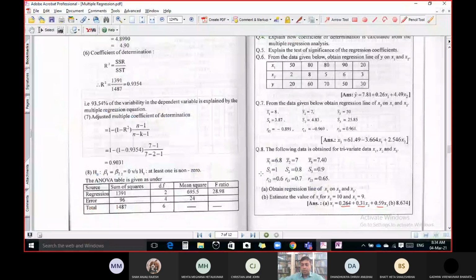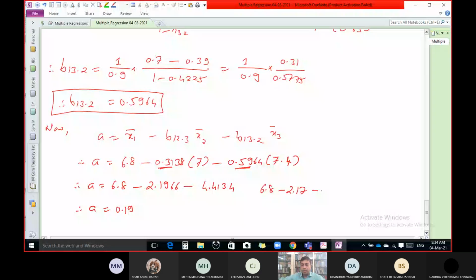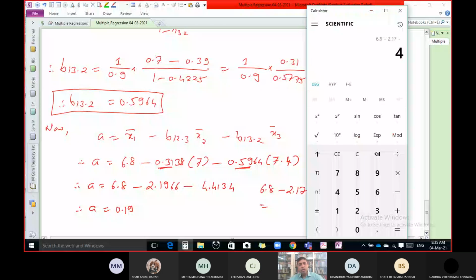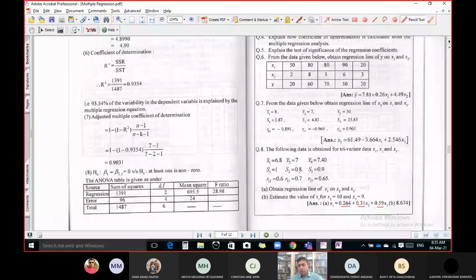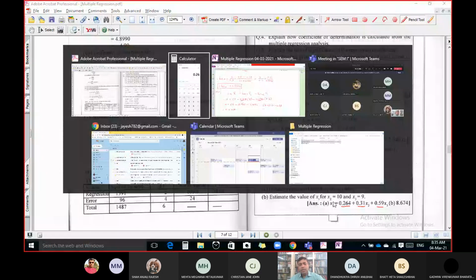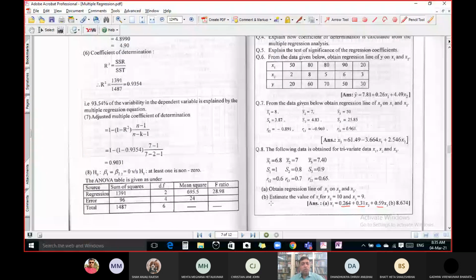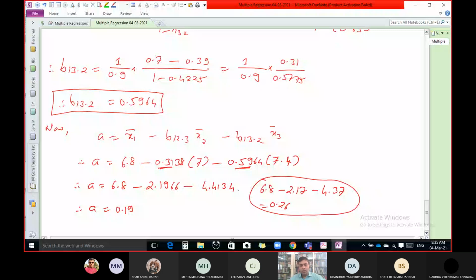4.37 only. So instead of 4.2, the value like 26, which is in the question, 0.26. But it's okay if we take 4 digits. This value is 0.26, so that is the answer given in the book. But if we take 4 digits, we get a more precise answer. So 0.19, that is the value of A.